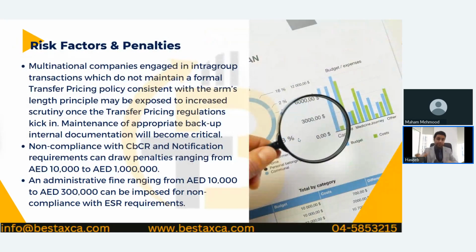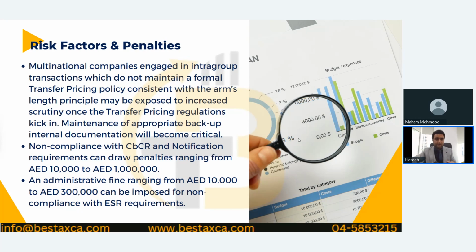So there are some risk factors related to transfer pricing, especially intra-group transactions. And of course, if these rules and regulations are not followed, there are extensive fines and penalties. So if the transfer pricing rules apply to any company, the company must maintain a proper set of documents, and it should follow a certain procedure for transfer pricing.